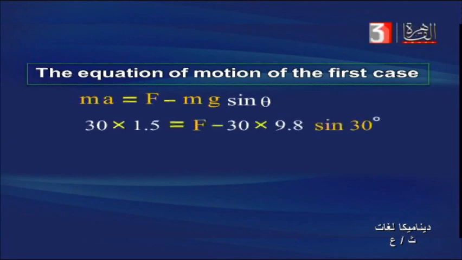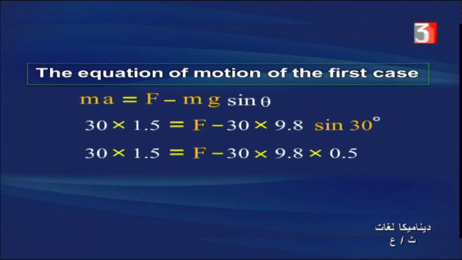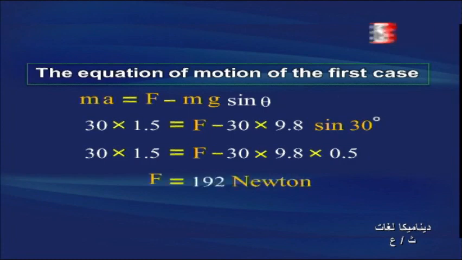30, which is the mass of the body, multiply 1.5, the acceleration of the body. Note that the mass is in kilogram and the acceleration in meter per second square, then the force must be in Newton, equals F, the magnitude of the force in Newton, minus 30 times 9.8 sine 30 degrees. 30 times 1.5 equals F minus 30 times 9.8 times 0.5. Then the magnitude of the force equals 192 Newton.